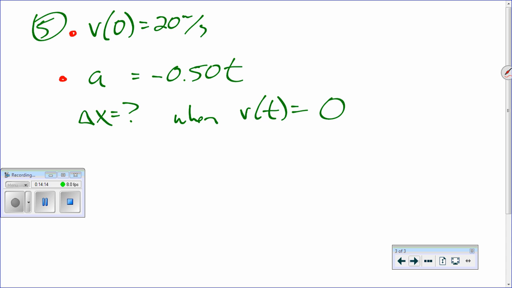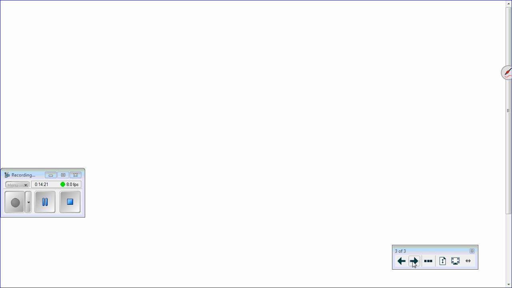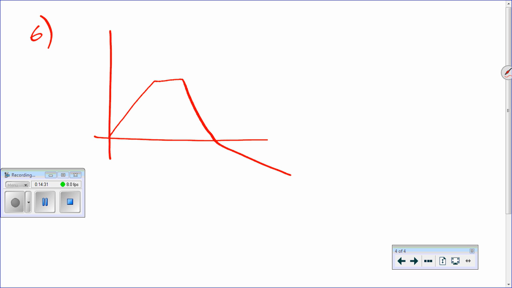Okay. Number 6. So 6 gave you a graph that looked like this. Okay, so the first thing I did was I found the area. I found the area under each of the chunks. Now, there were a few people that counted each box on the graph as 1. Okay, you can't do that.